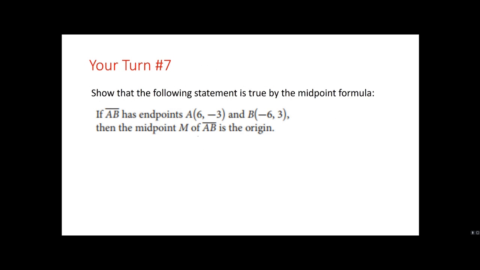All right, your turn number 7. So instead of just using the midpoint formula, I want you to show that this statement is true by the midpoint formula. So they give you a line segment. They say the endpoints are here and here, and then the midpoint M of AB is at the origin. So remember, the origin is at 0, 0. So apply the formula that I just showed you and see if this is true. Okay, talk to your group, see if it works.